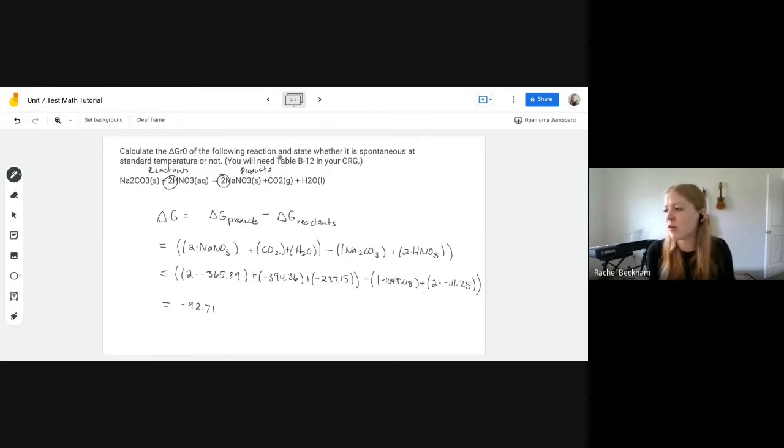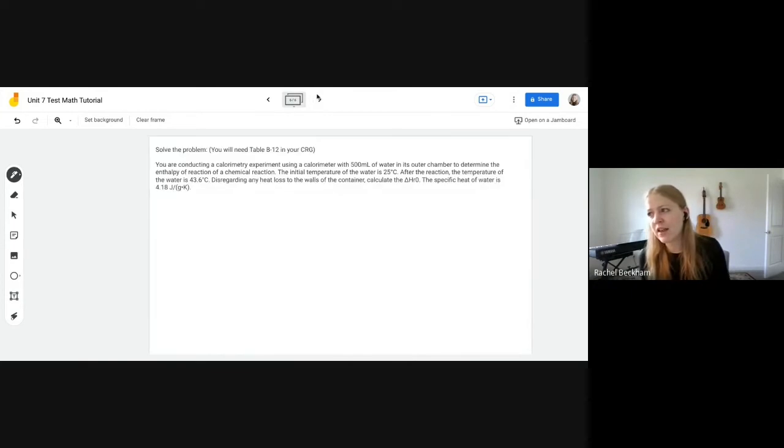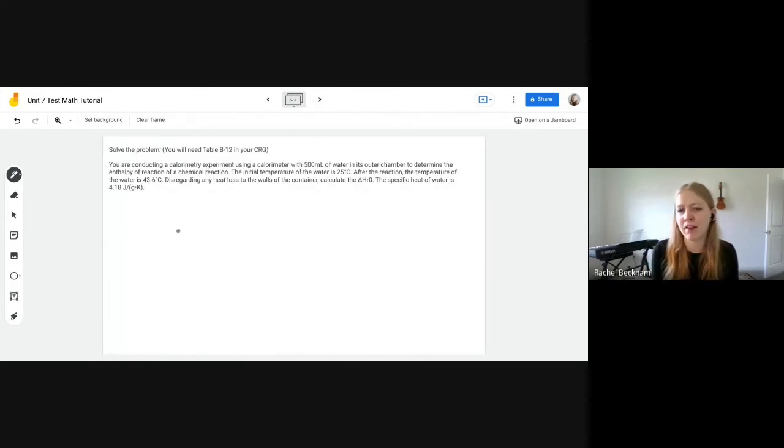And then it asks to state whether it's spontaneous. The answer is yes, it is spontaneous because of the negative sign. So when the delta G has a negative sign, it means that the reaction is spontaneous. If the delta G does not have a negative sign, it means that the reaction is non-spontaneous.